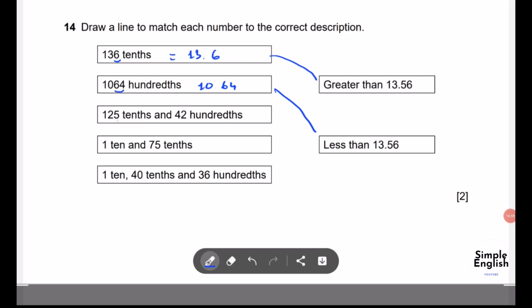The third one is 125 tenths, which means 12.5 plus 0.42, right? So 12.5 plus 0.42 equals 12.92. So it's less than, right? This one is less than 13.56.